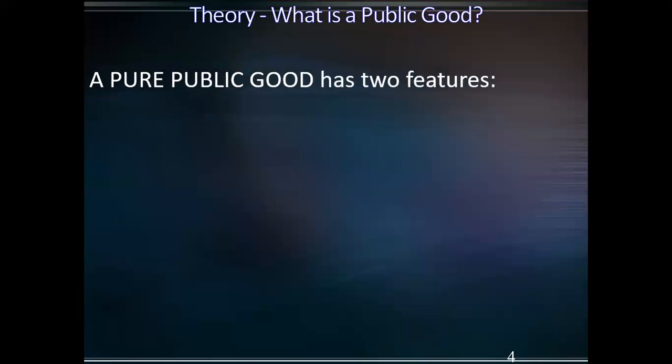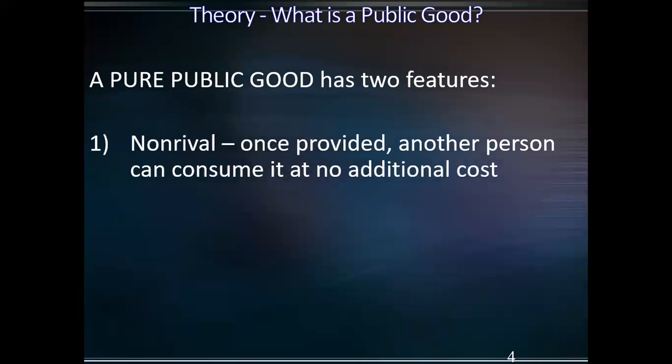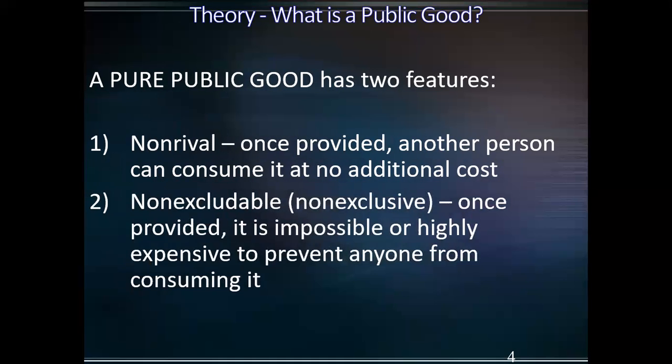A pure public good has two features. First, non-rival. Once provided, another person can consume it at no additional cost. Second is non-excludable. Once provided, it is impossible or highly expensive to prevent others from consuming it. A pure public good is non-rival in consumption. This means that once the good is provided, the additional resource cost of another person consuming that good is zero. Consider again the lighthouse example.